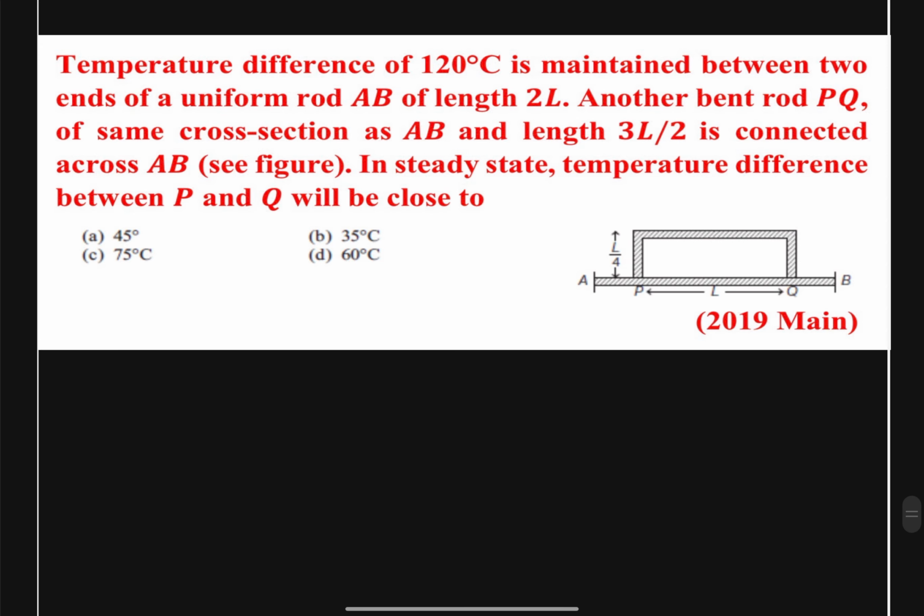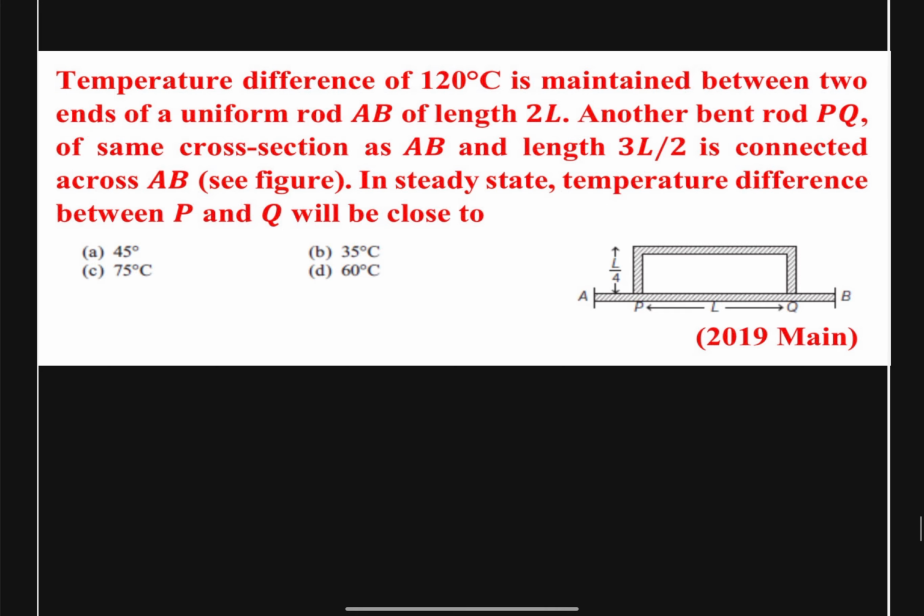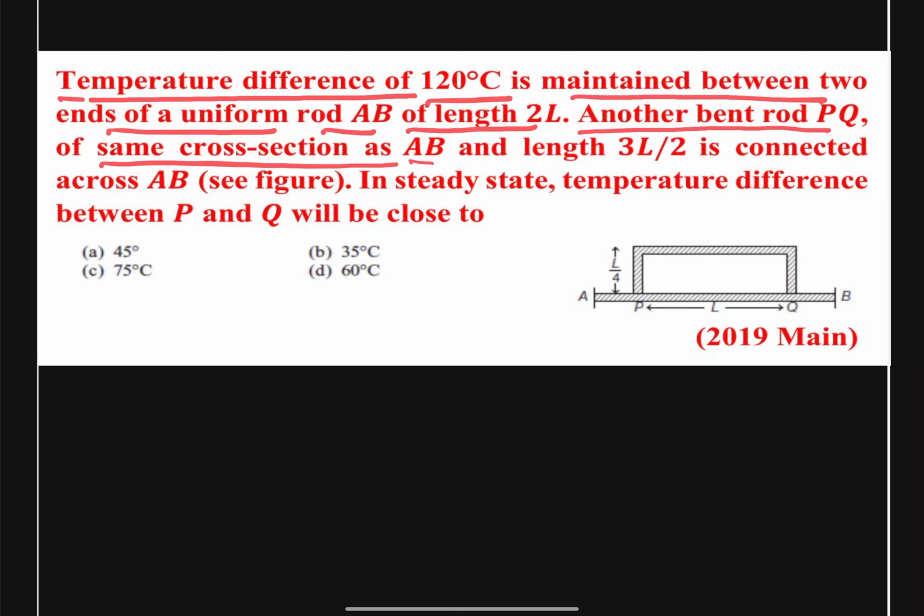It states that a temperature difference of 120 degrees centigrade is maintained between two ends of a uniform rod AB of length 2L. Another bent rod PQ of the same cross-sectional area as AB, length 3L by 2, is connected across AB. In a steady state, the temperature difference between P and Q will be close to. A basic figure is given to us.